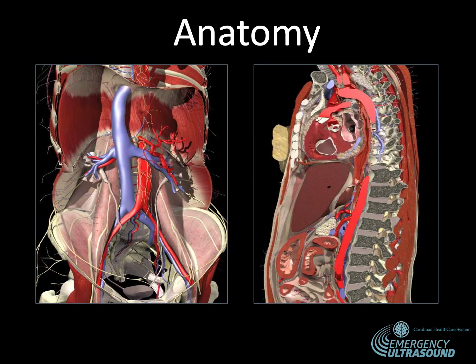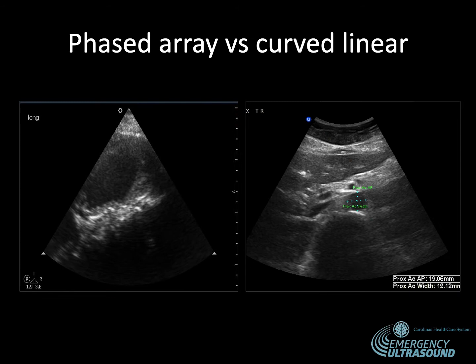So here we're looking at the view of the abdominal aorta as it courses into the abdominal cavity and looking at branches and its relation to the IVC. When doing this, you can use either a phased array or a curvilinear probe to evaluate the abdominal aorta, but just look at the difference between the two of these.